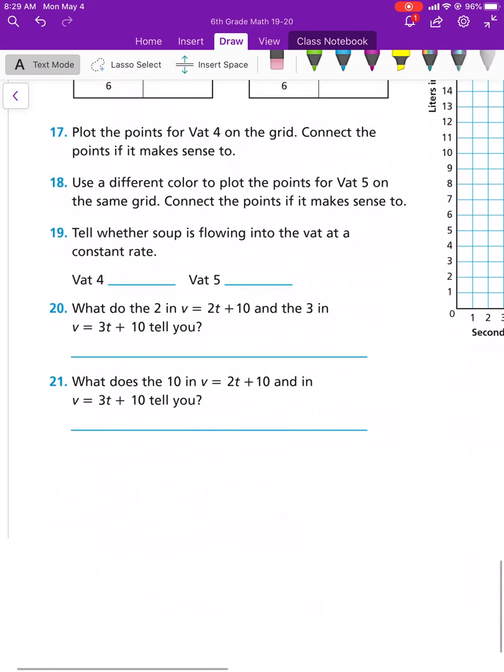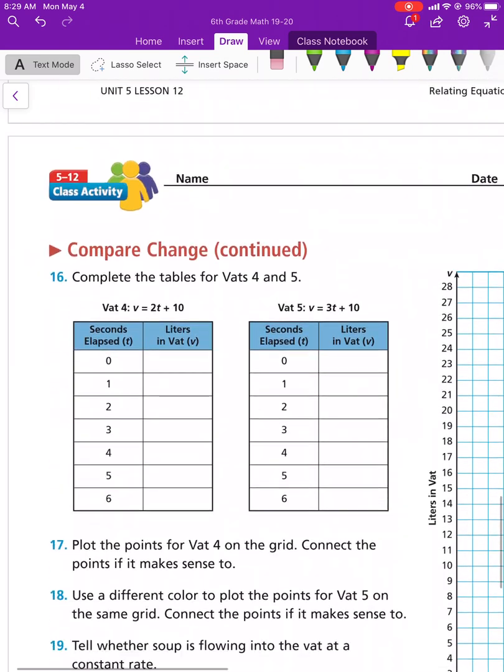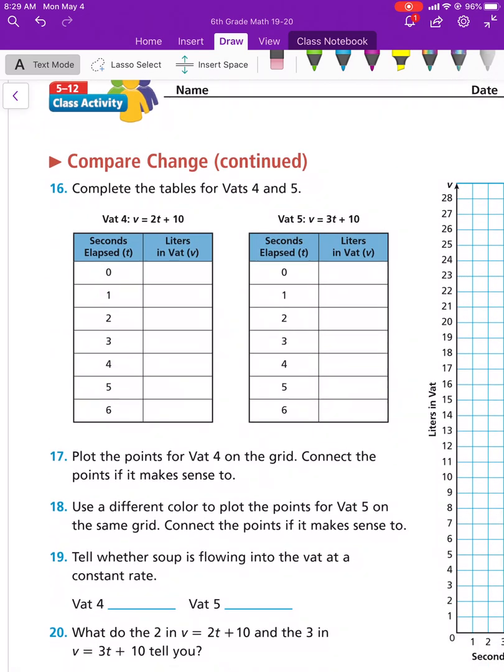This might be our last page, right? It's pretty simple. It's pretty straightforward. Okay, now let's take a look at these two, VAT number 4 and VAT number 5.